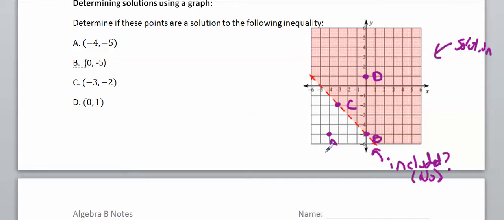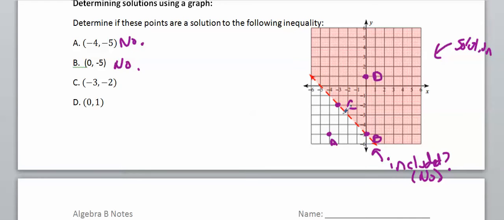Well, A is completely outside of my shaded area. We know that the shaded part are my solutions, so is A a solution? The answer, no, right? It's out here, not a solution. B, well, B exists on the dotted line. It is touching the shaded area. However, we know that because it's on the dotted line, that is not a solution. So that one is also no.